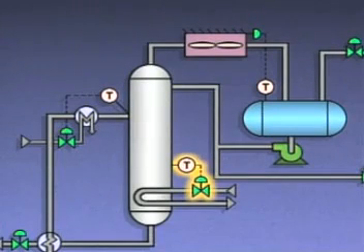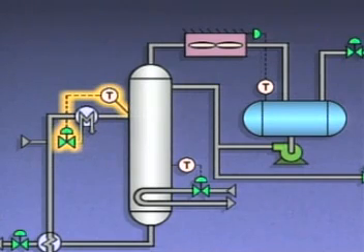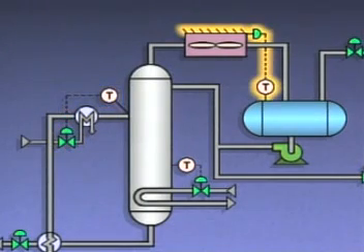The reboiler temperature control loop controls the amount of heat that is sent to the tower. This temperature control is accomplished by regulating the flow of steam through the reboiler. The feed preheater temperature control loop controls the temperature of the feed by regulating the flow of steam through the preheater. The condenser temperature control loop regulates the amount of cooling that takes place in the condenser.